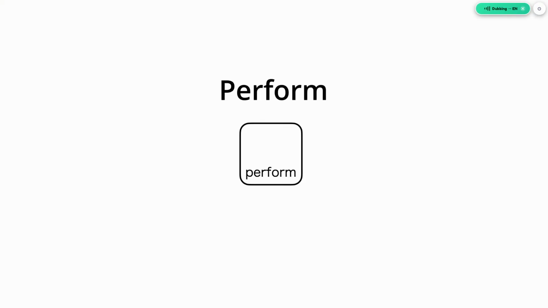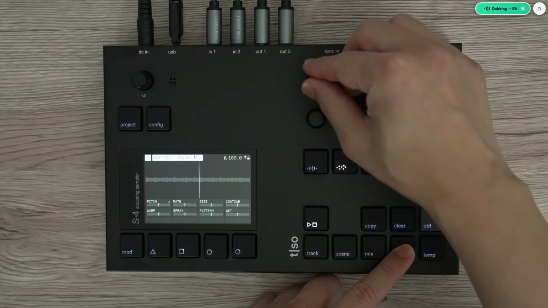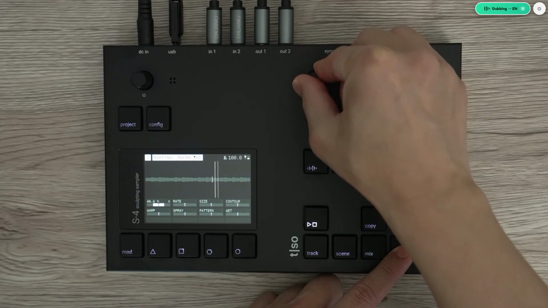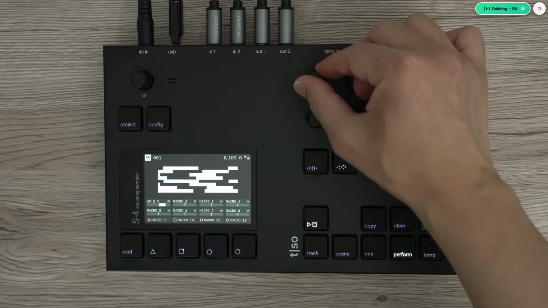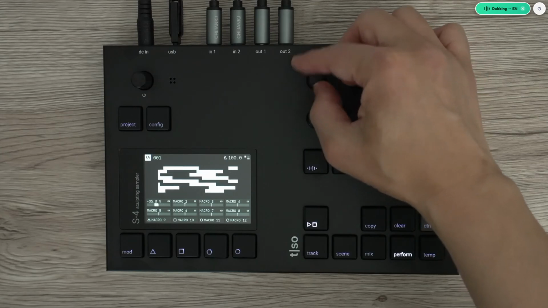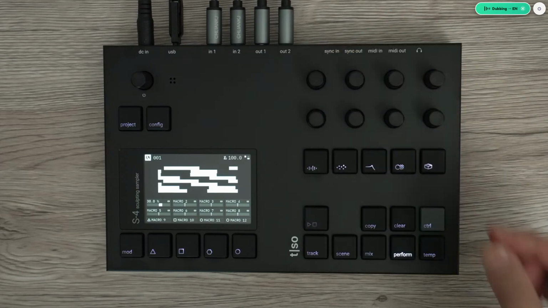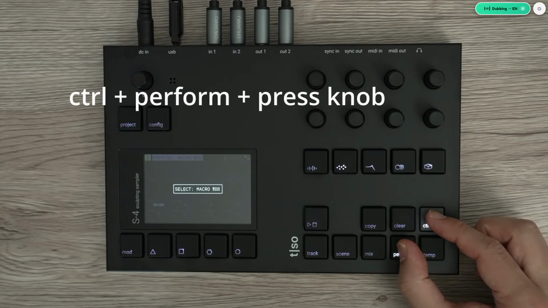Perform is a macro control that lets you manage multiple parameter changes at once. To change a parameter with Perform, press the Perform button and operate the parameter. First, assign it to macro 1. To switch to macro 2, hold Ctrl plus Perform and press the corresponding knob.